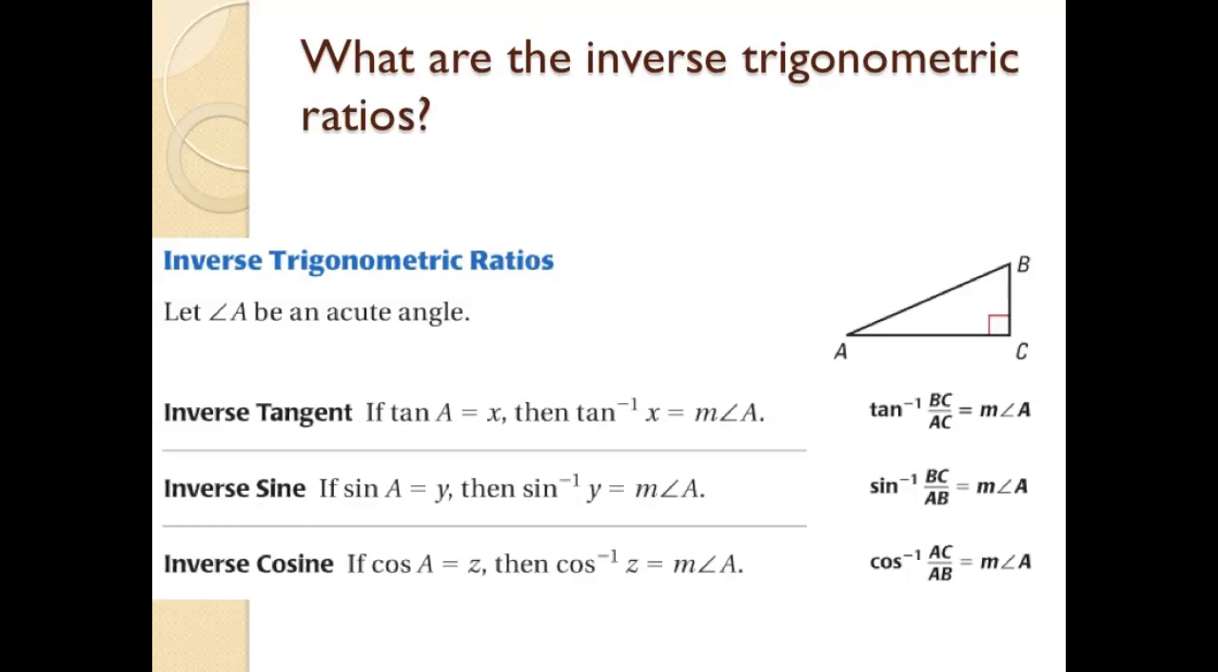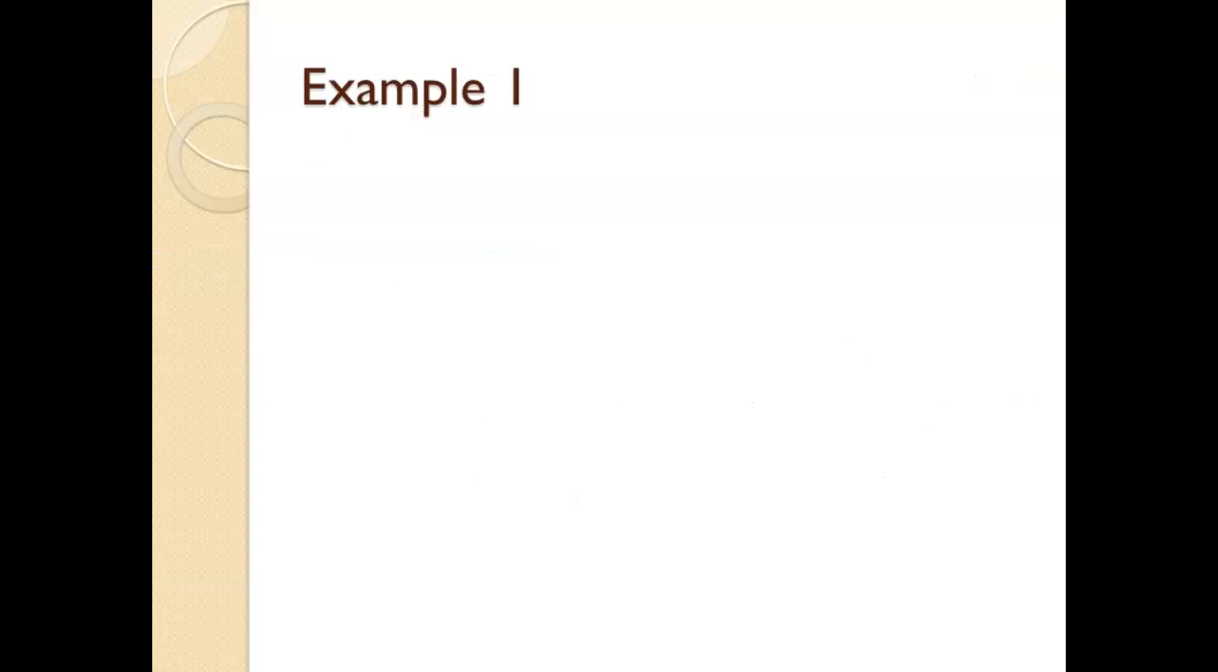You can see here on the right, the ratio is written there for you, so tan inverse of BC over AC is going to give you the measure of angle A. For sine, BC over AB, inverse sine of that, would be equal to the measure of angle A, and so on. So it depends on what information you might be given, which ratio you might use, but similar to SOHCAHTOA, you would determine which sides you have, write the ratio, and then take the inverse of that ratio to get the angle measure.